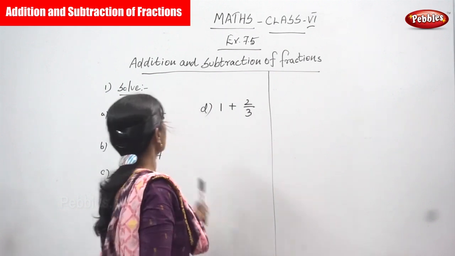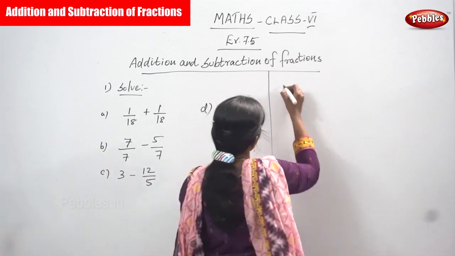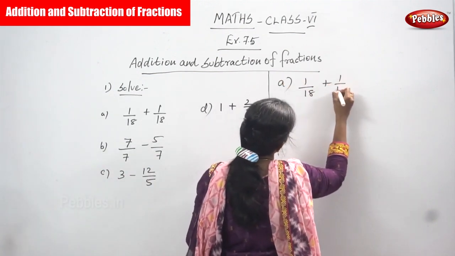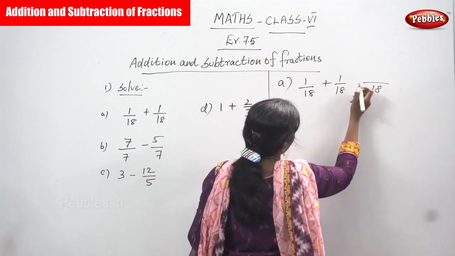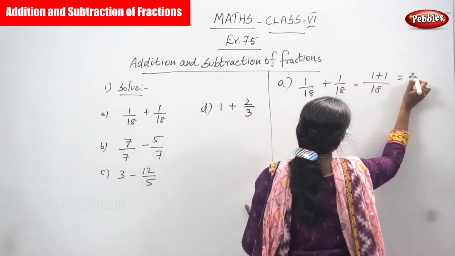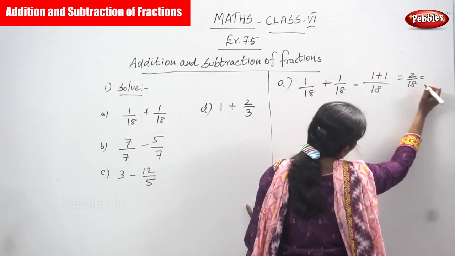Now we are going to see addition and subtraction of fractions. Solve the first question: 1 by 18 plus 1 by 18. If the denominator is the same, you have to add the numerator. So 1 plus 1, you get 2 by 18. If you want to make it the simplest form, you can do that.